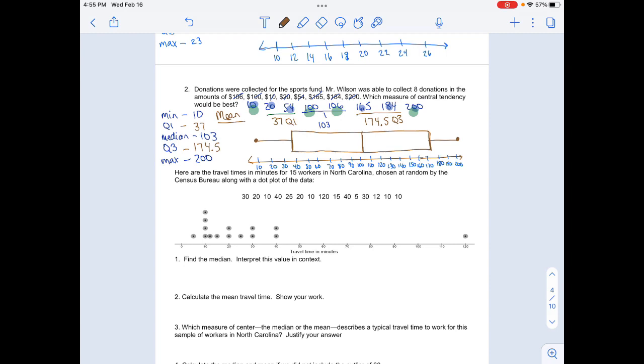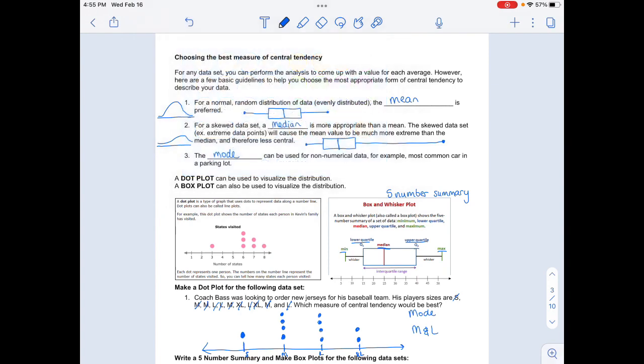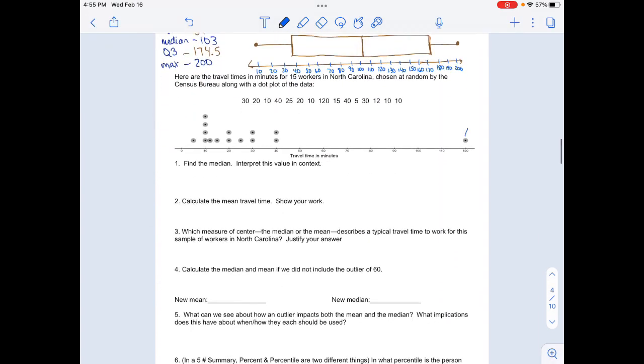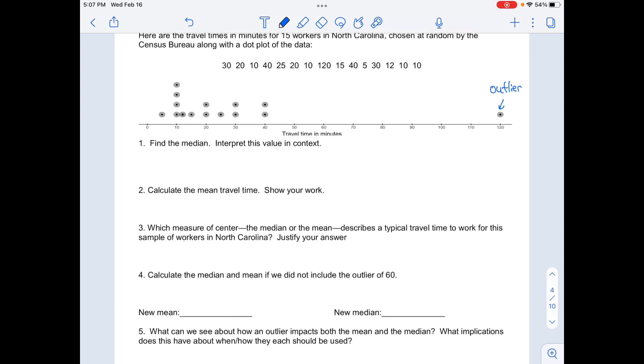All right, this next problem, we have another dot plot. We have the travel times in minutes for 15 workers in North Carolina. You'll notice that we have something called an outlier here. Most of the data is centered around this area, except for one, which we call an outlier. We are going to begin by finding the median of this data set and then interpret it in context.